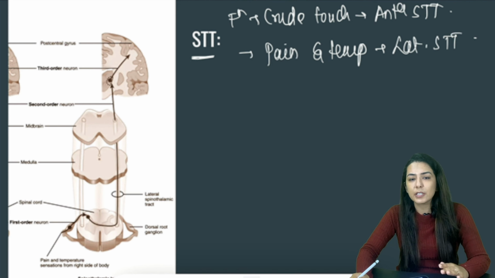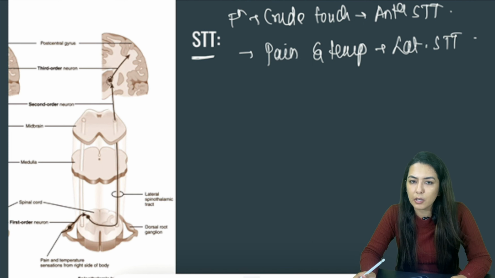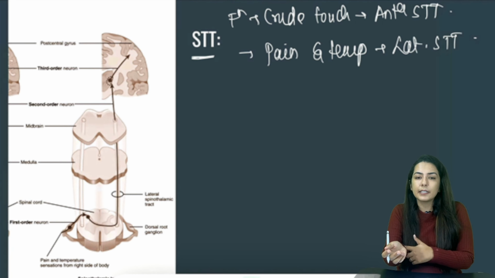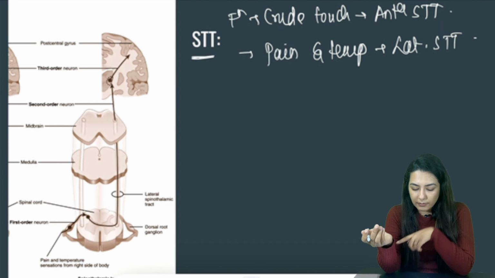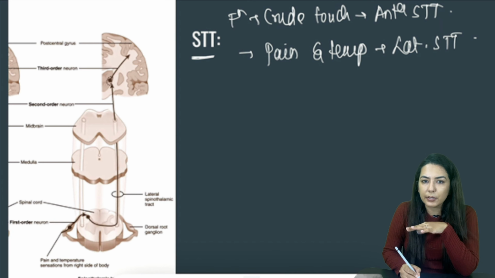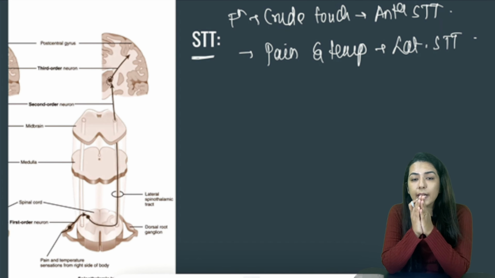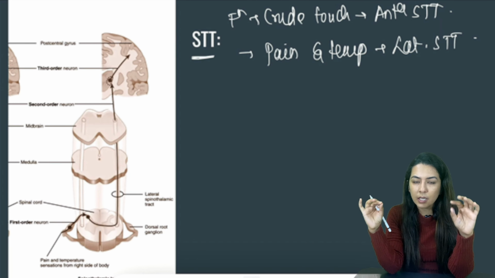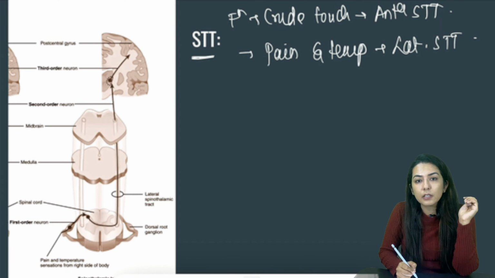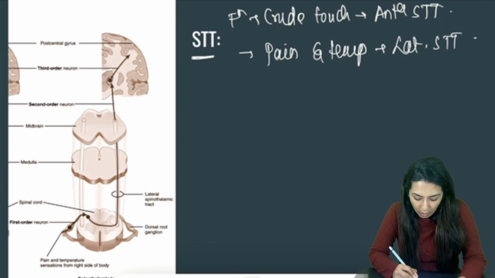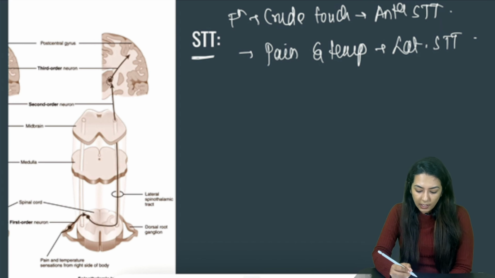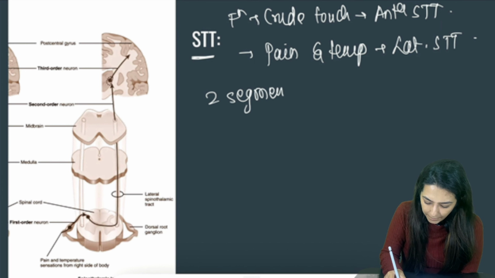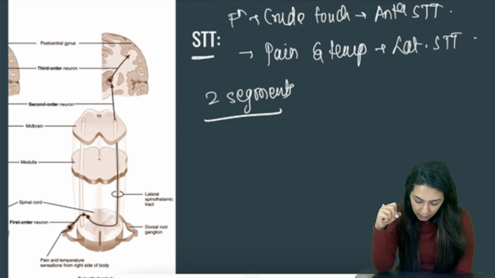Now, the pathway of the spinothalamic tract is completely different from the dorsal column, even though they are part of the same sensory system. As I told you, pain has free nerve endings present in the skin. From those free nerve endings, the neurons will come into the dorsal root ganglion, and from the dorsal root ganglion there is a central process that comes out and gives us the first order neuron. In the spinal cord, it will come into the dorsal horn and travel on the same side for two segments.